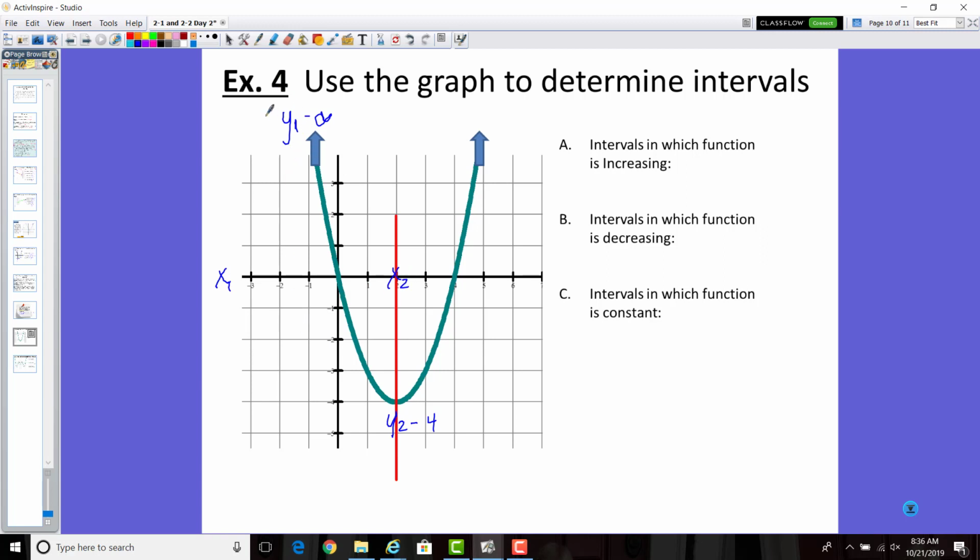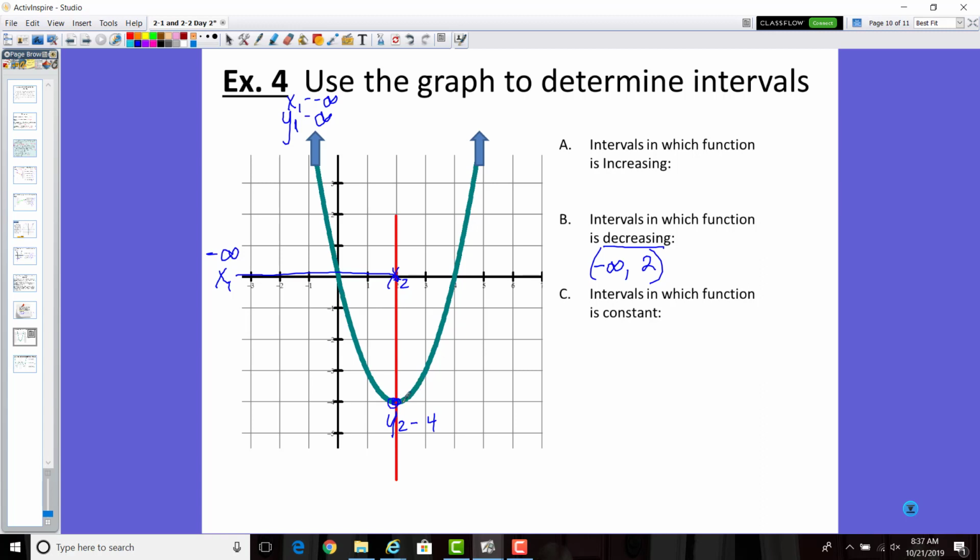Well, if this arrow is going up, we know that our x's are going to negative infinity. So our y values are decreasing from the x value of negative infinity through the x value of 2. From the x values of negative infinity through the x value of 2, my y values are decreasing. Does that make sense? I hope so.